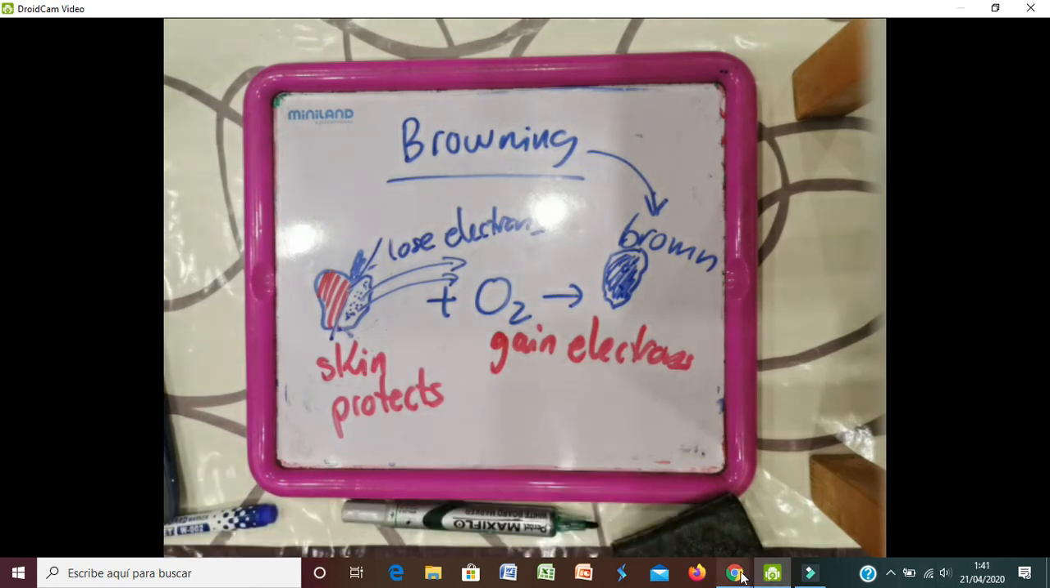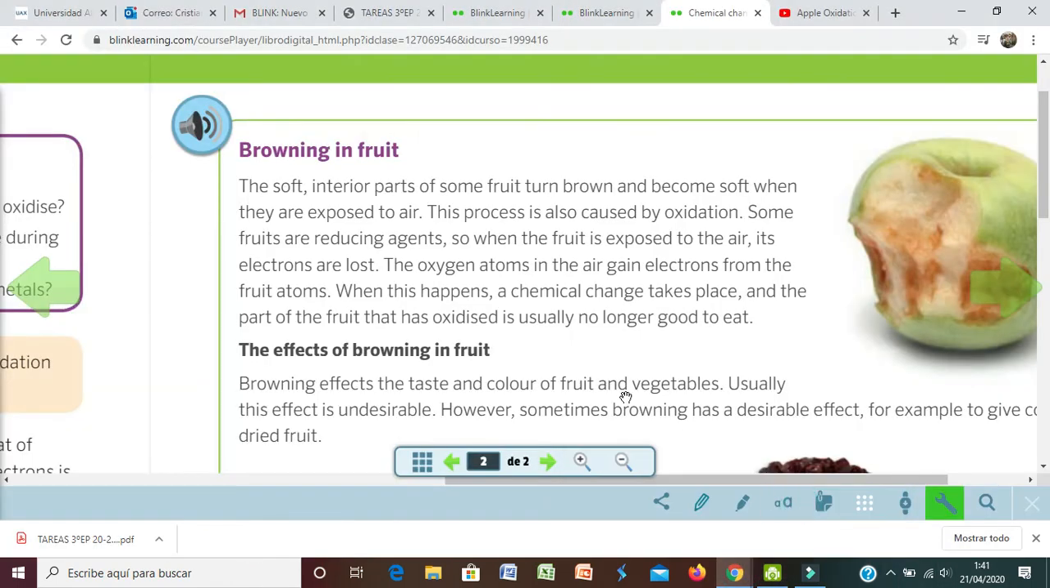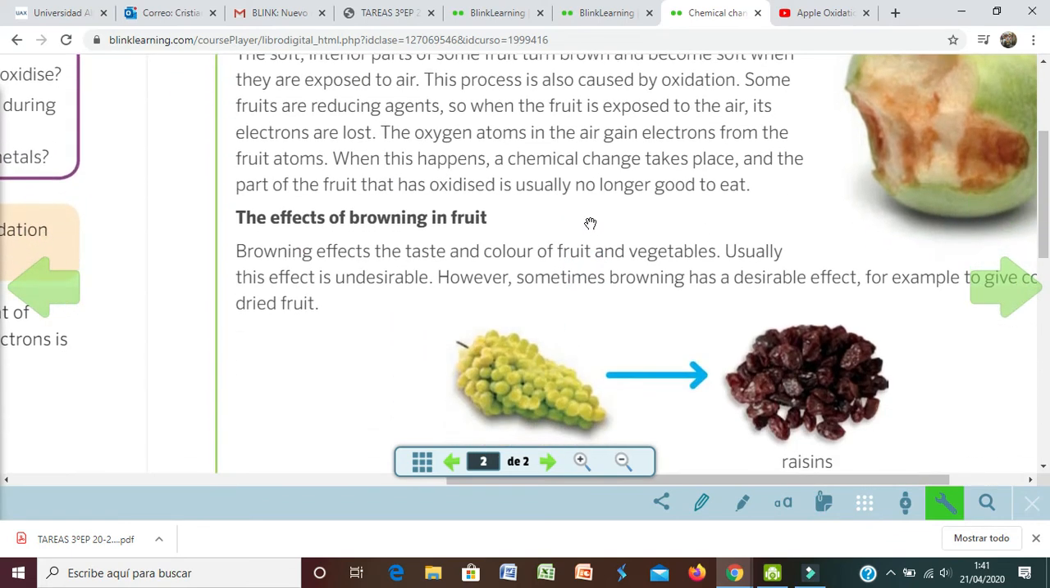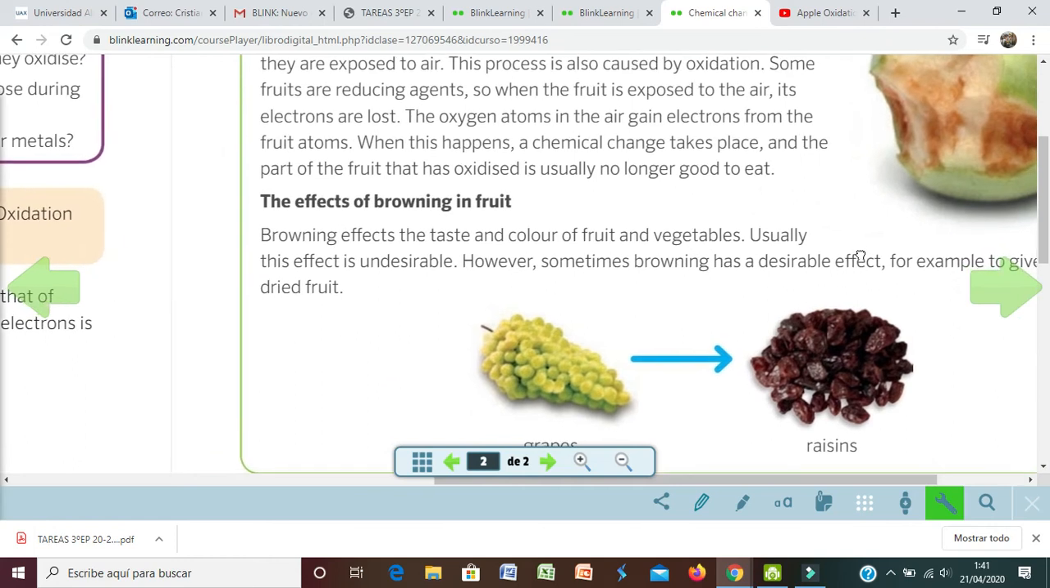Okay, let's go back to the book. The effects of browning in fruit. Browning affects the taste and the color of fruit and vegetables. Usually this effect is undesirable, no es deseable. However, sometimes browning has a desirable effect, for example, to give color to dried fruit.